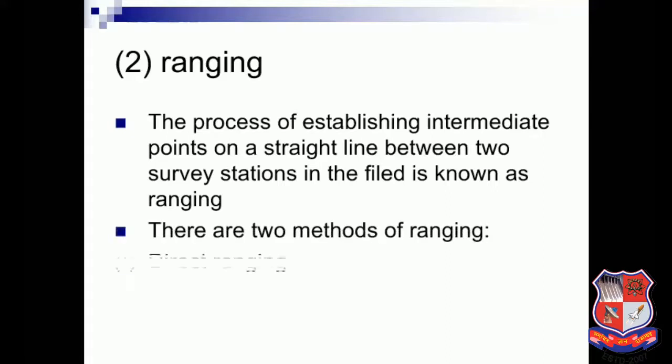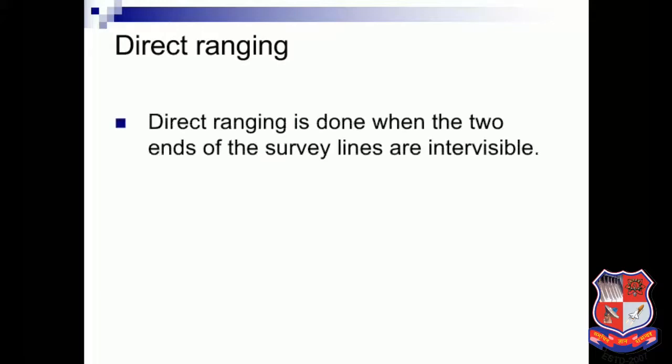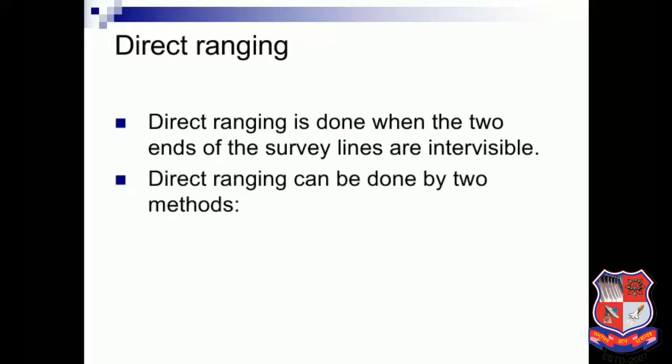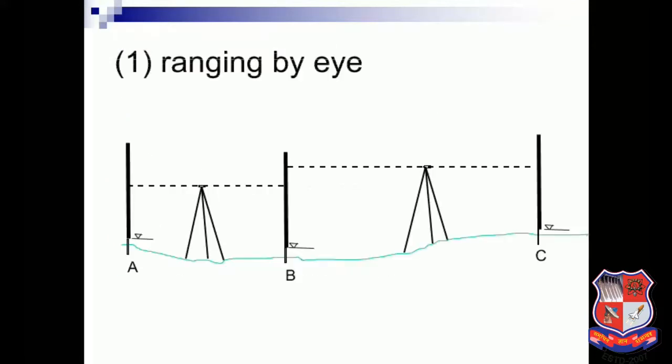There are two methods of ranging. One is direct ranging and second one is indirect ranging. First of all, direct ranging. Direct ranging is done when the two ends of the survey line are intervisible. So if the stations are intervisible to each other, we have to do direct ranging. Direct ranging can be done by two methods. First one is ranging by eye and second is ranging by line ranger. Line ranger is one type of instrument which is used for ranging. You can see the figure, the ranging by eye, A, B and C.